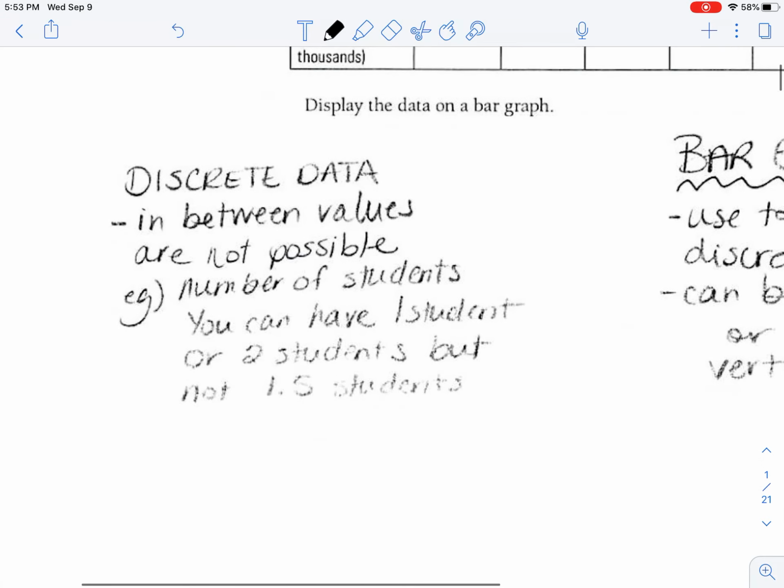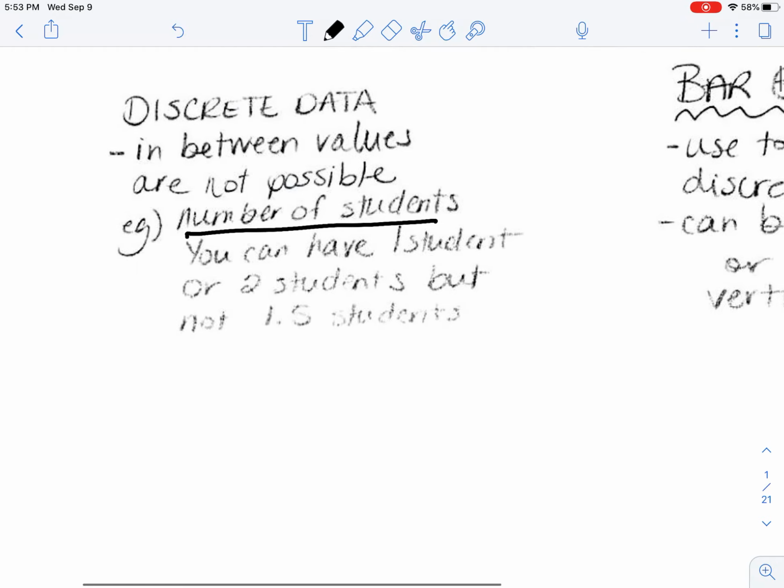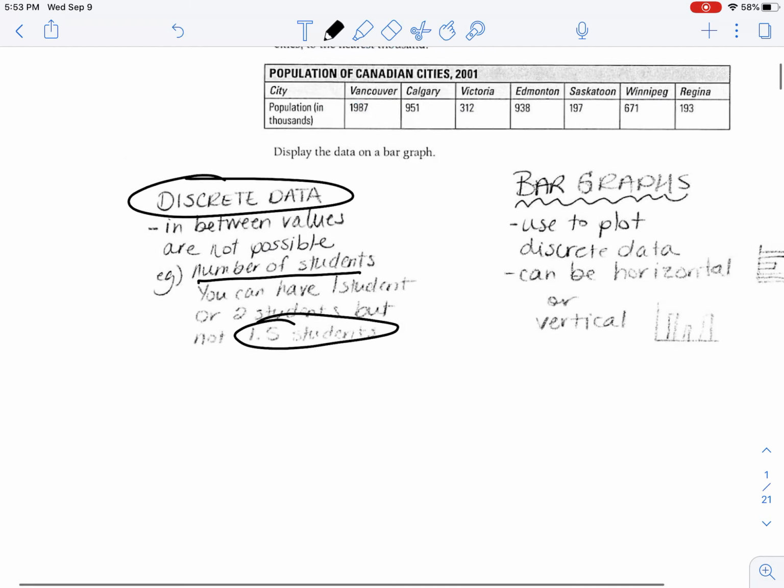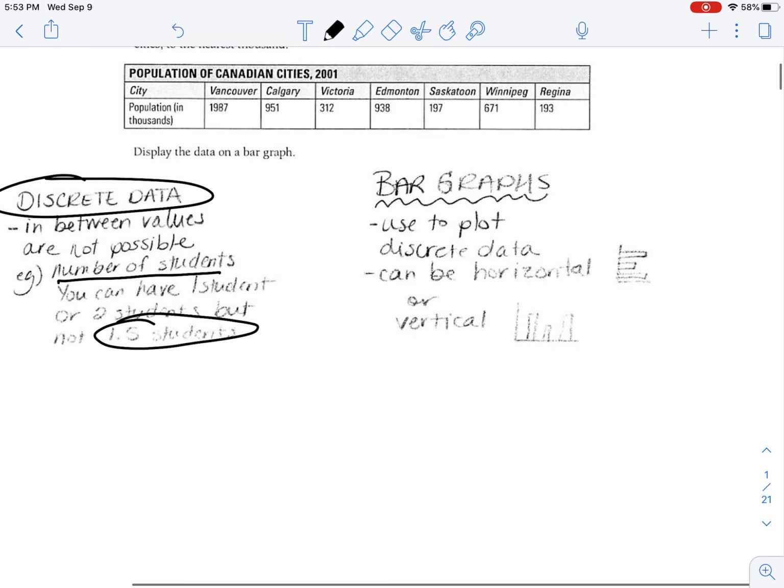So for example, it would be like the number of students, okay? You cannot have 1.5 students, okay? Even if somebody's missing their legs or missing their arms, they're still counted as a student. They're not half a person, okay? So that's what discrete data is. When you're dealing with discrete data, you want to use bar graphs.